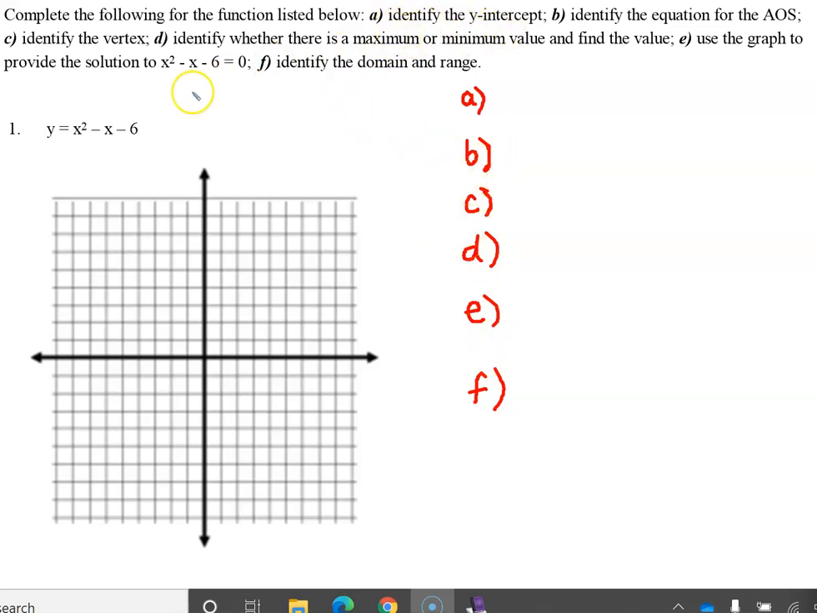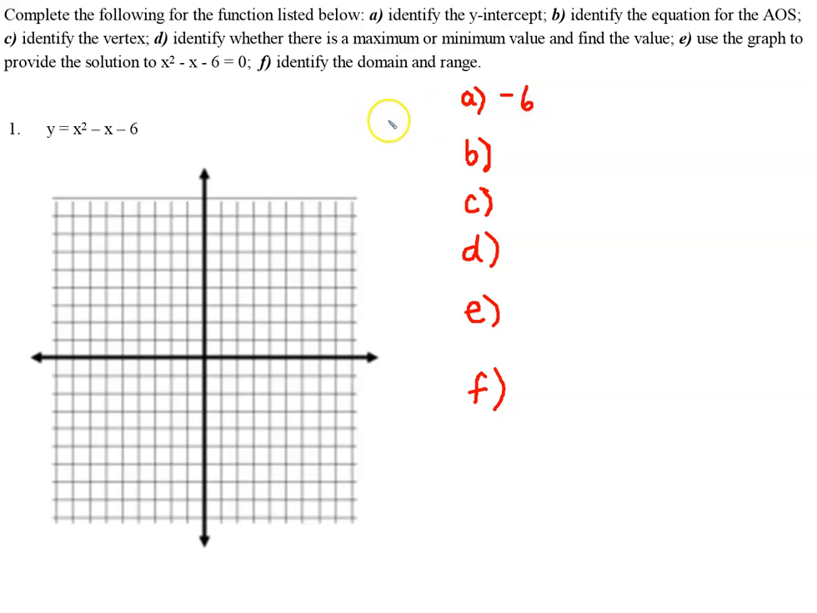Letter A is identify the y-intercept for this function, and that's pretty easy to do. All you have to do is look at this last number, the constant. The constant is a number without a variable, and so my answer for letter A, the y-intercept, is -6.